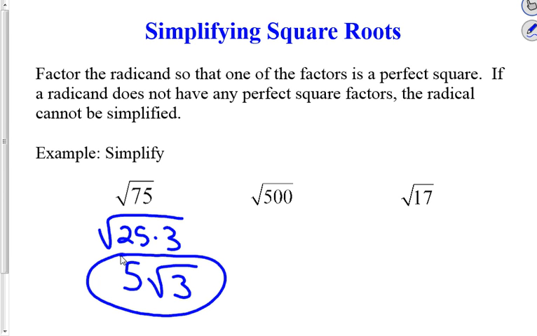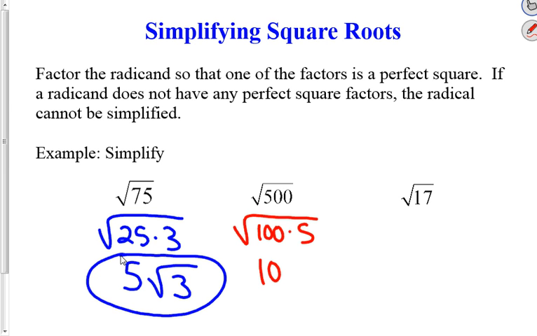Our second example is the square root of 500. Again, 500 is not a perfect square, so we need to simplify it. We need to factor it into two numbers, one of which is a perfect square. 100 times 5. 100 is a perfect square. We can take the square root of it and get 10.